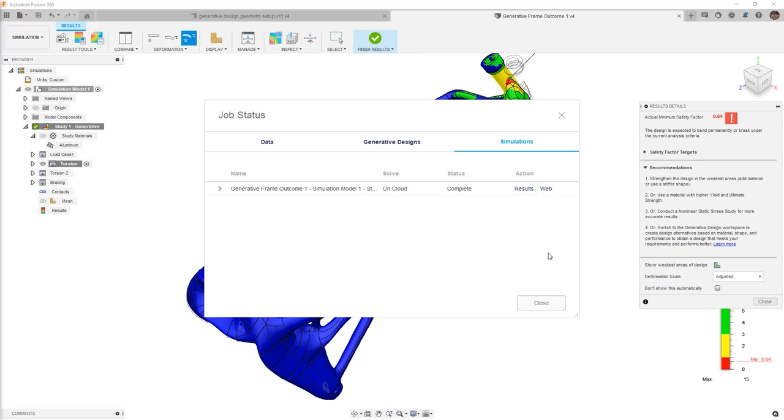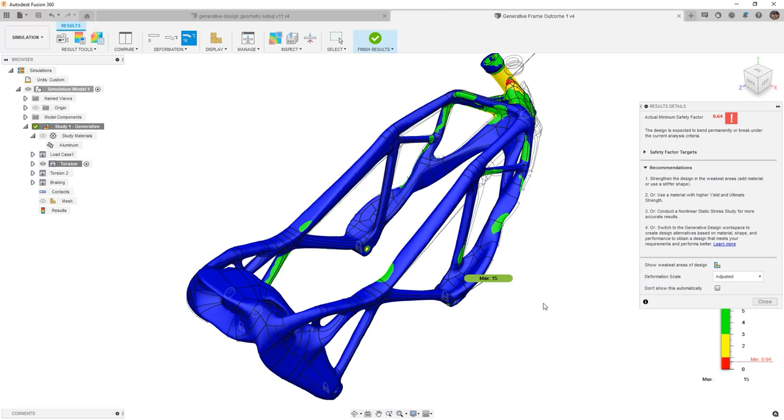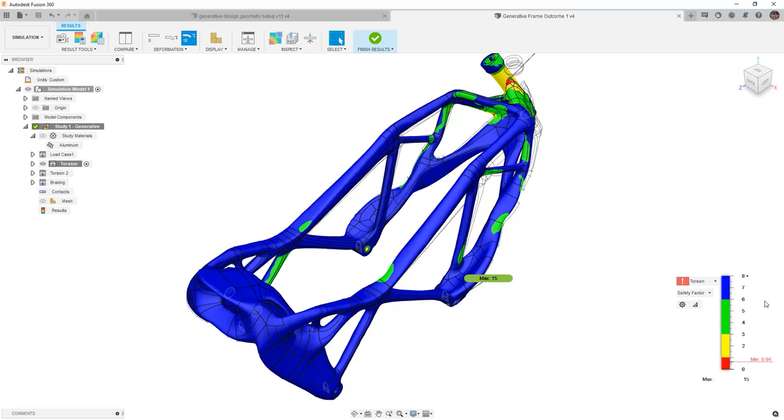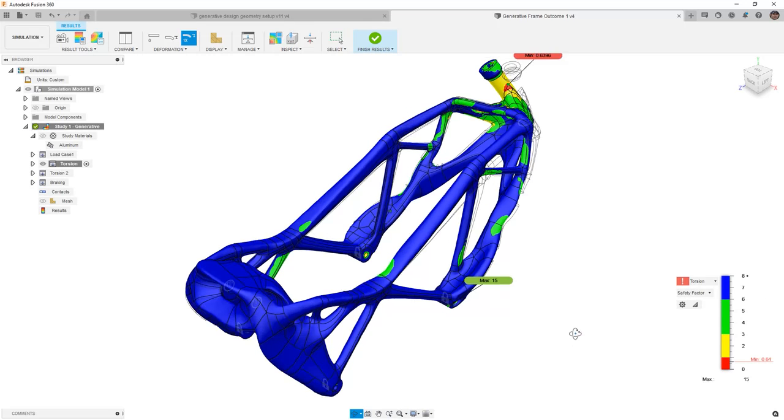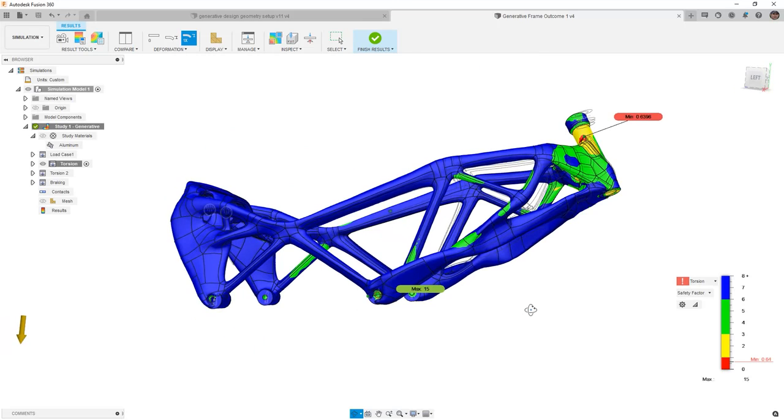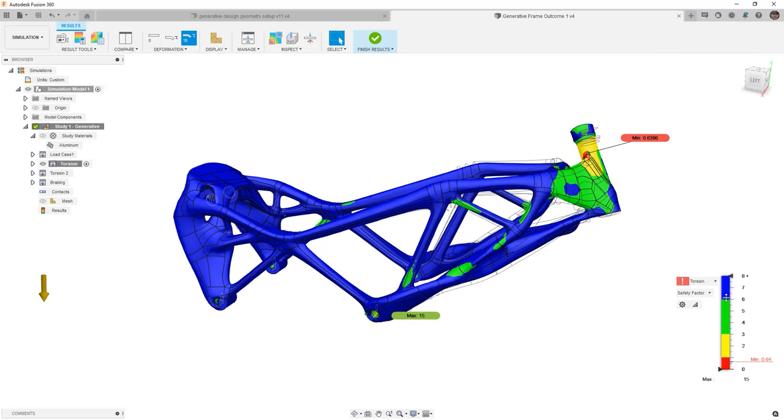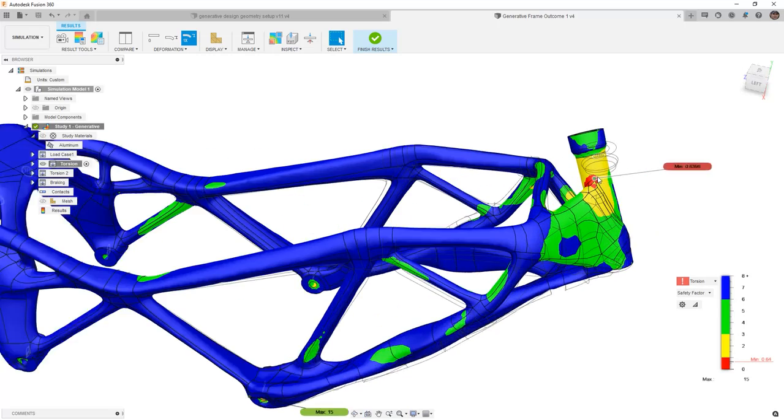Now that the results are finished, let's go ahead and close the job status and take a look. We can see that the actual minimum safety factor is 0.64, and we can close the results details and take a look at the model. We can see that the vast majority of the model is blue, which means that it's at least over 6. But there is one area of concern up near the steering stem.